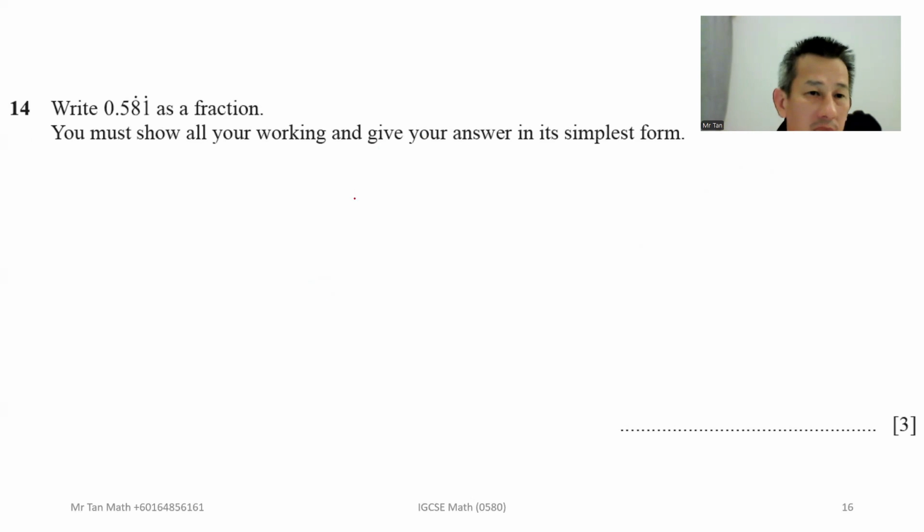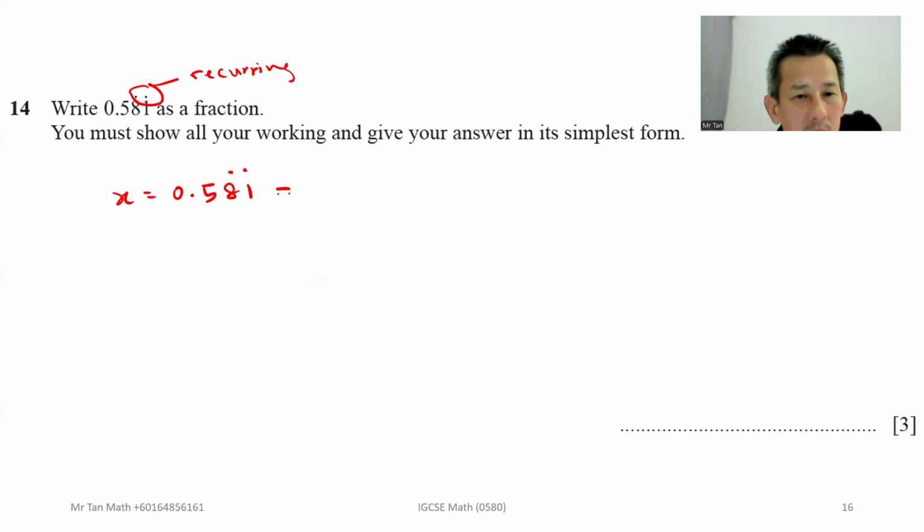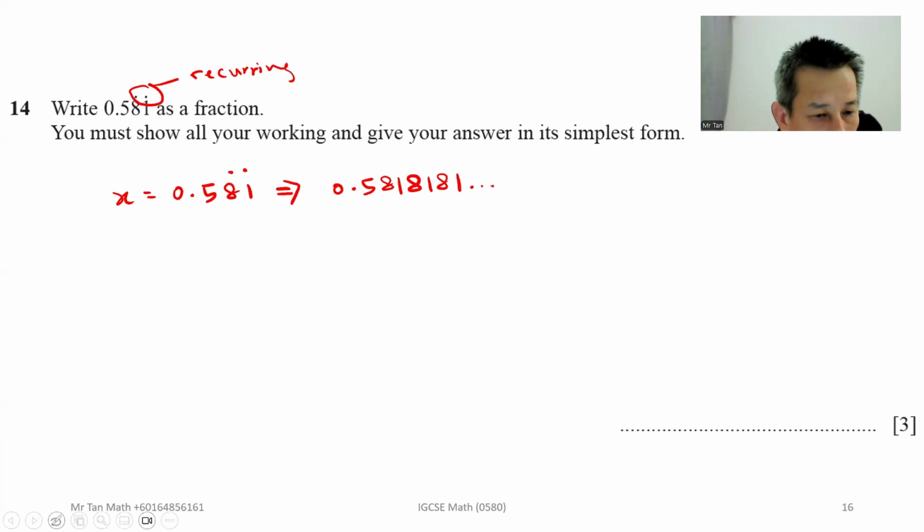14. Write 0.581 recurring as a fraction. So it's x equal to 0.581 recurring. So this is basically equal to 0.5818181 recurring.